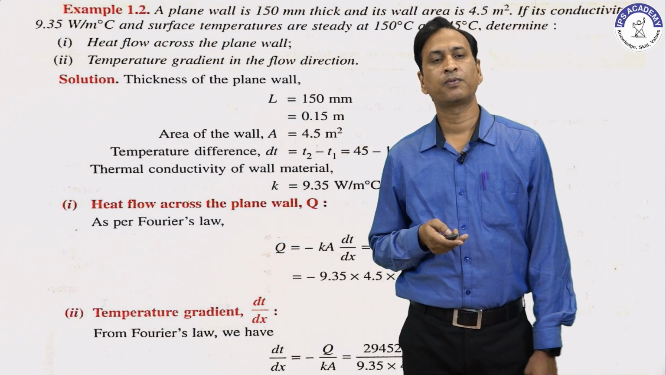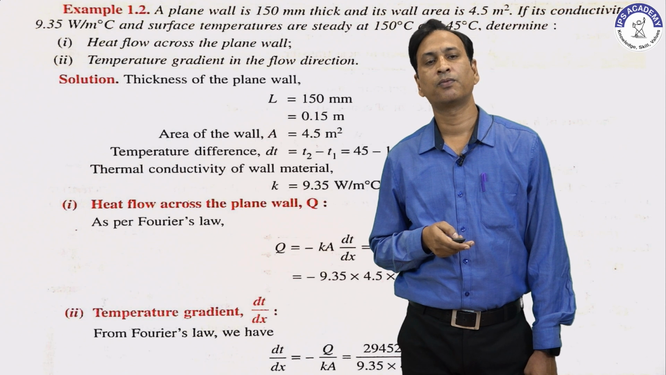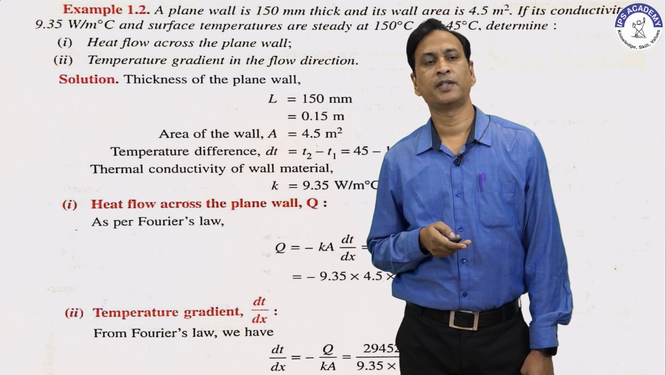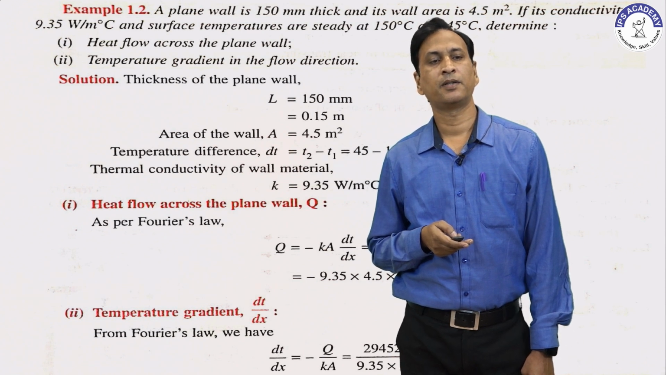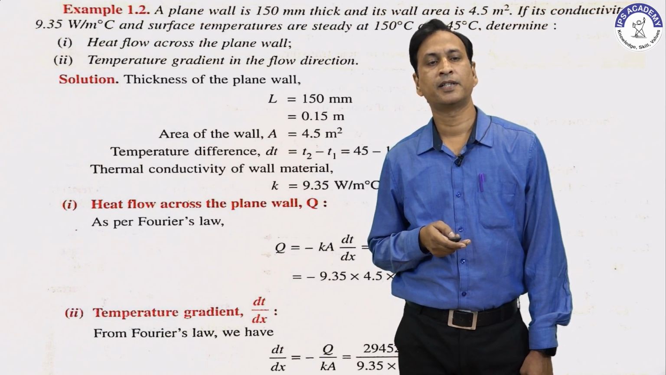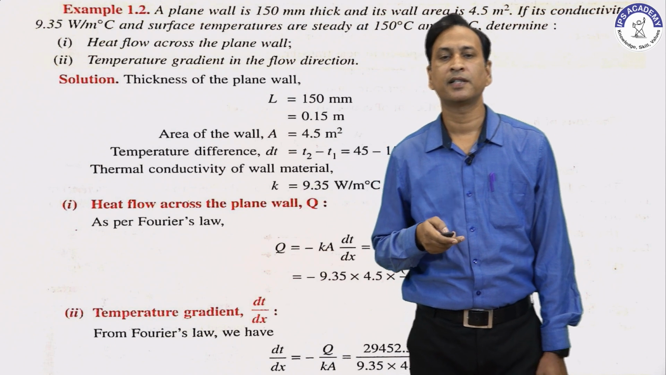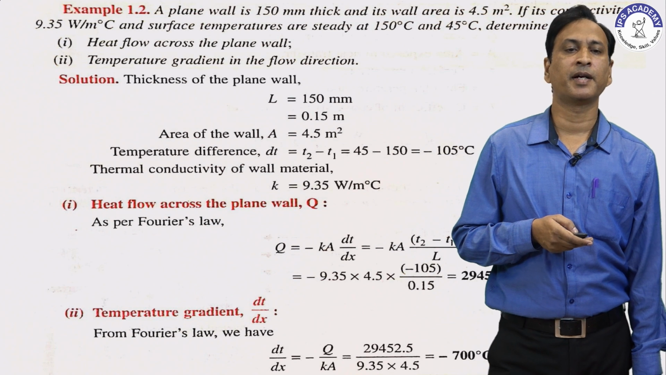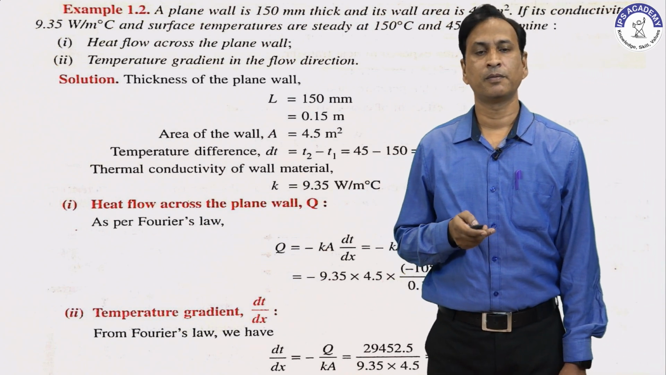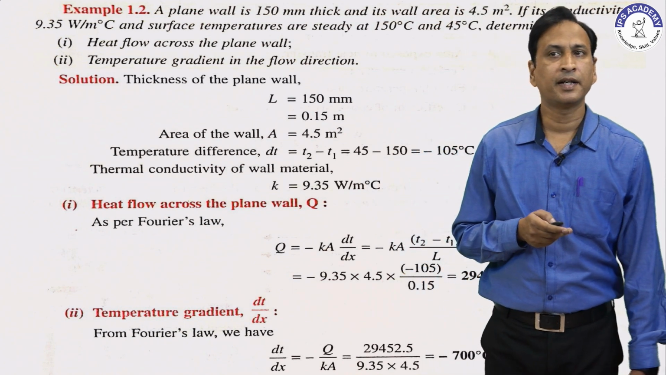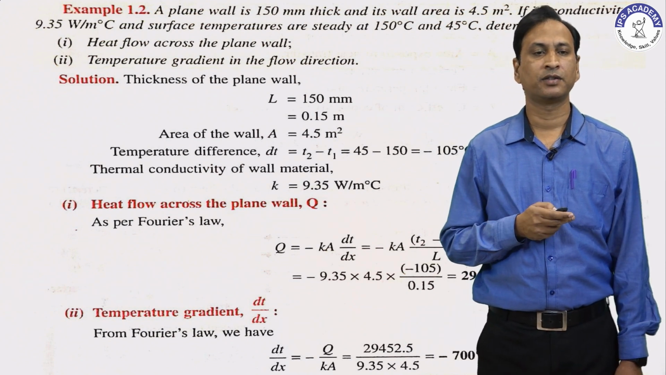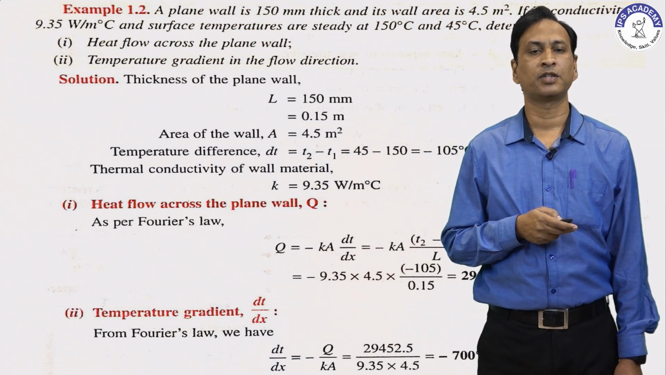Numerical example of conduction. A plane wall of 150 mm thick and its wall area is 4.5 meter square. If its conductivity is 9.35 watt per meter degree Celsius and surface temperature is steady at 150 and 45 degrees Celsius. Determine heat flow across the plane wall, and second, the temperature gradient in the flow direction. So first we calculate the heat flow across the plane wall.